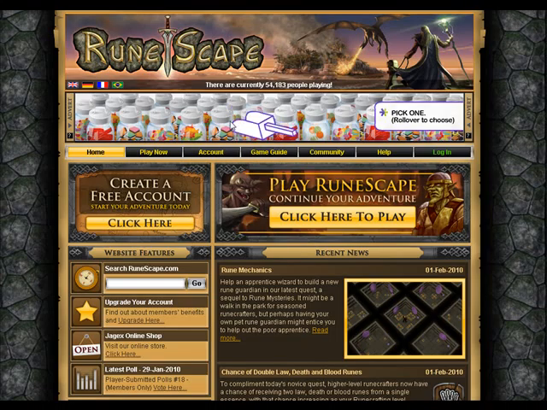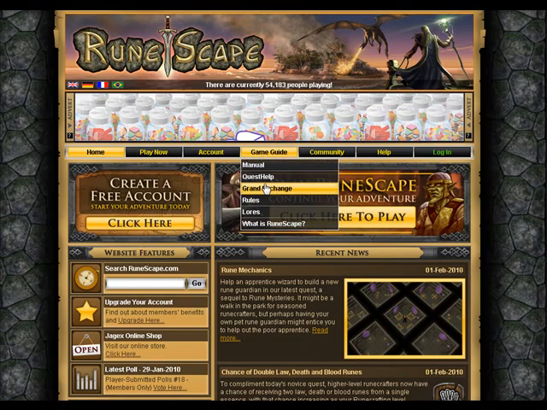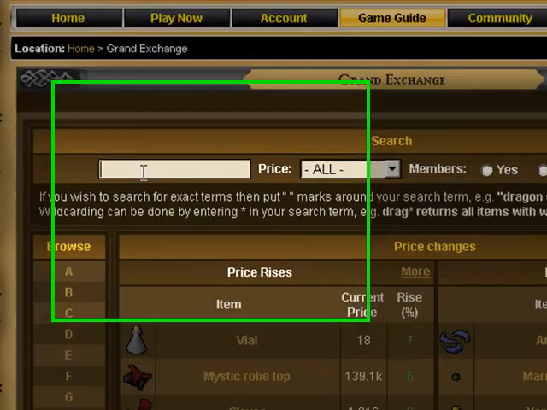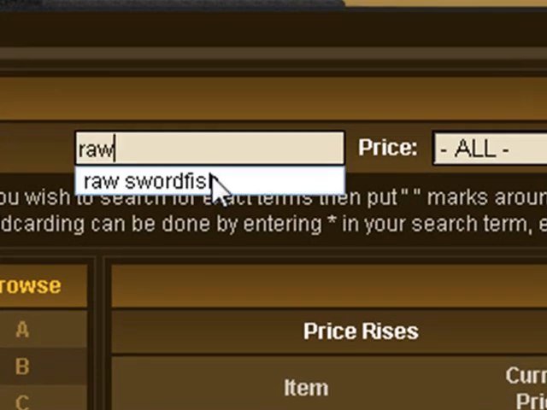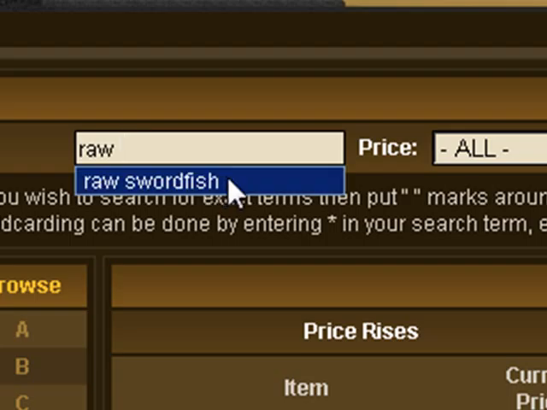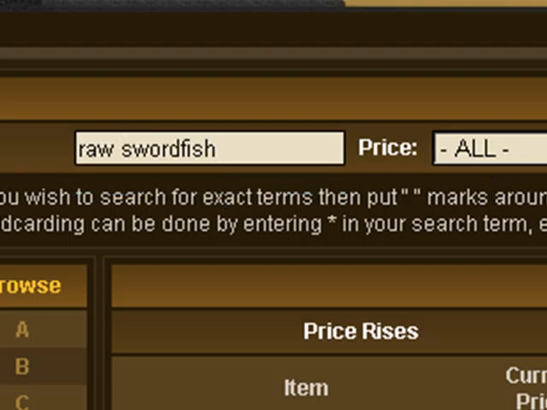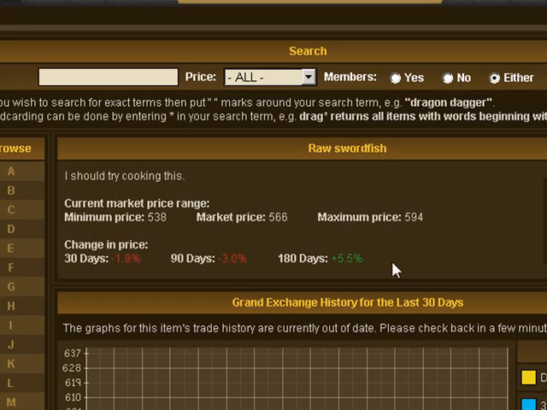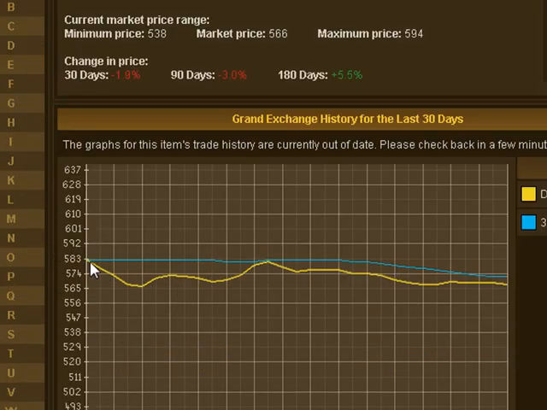Okay, today I'm going to show you how graphs can be used to lie to you. So let's start off by going to RuneScape's Grand Exchange and let's have a look at one of my favourite fundamental trades, raw swordfish. Okay, here we are. Let's have a look at this graph.